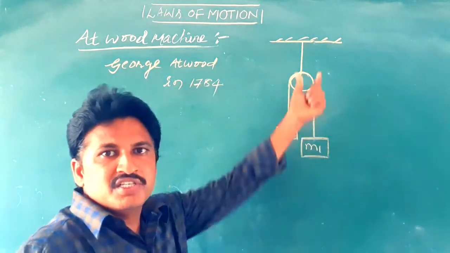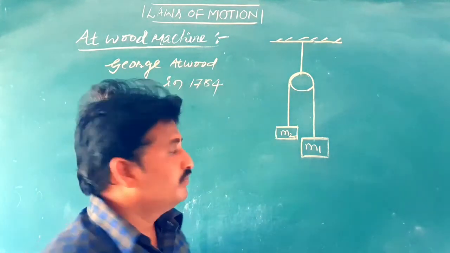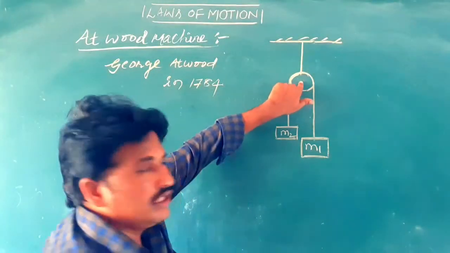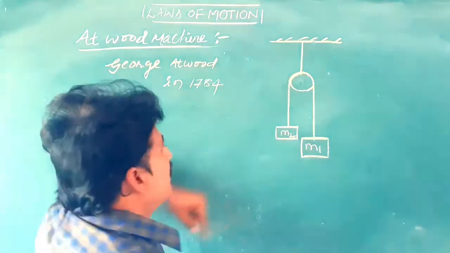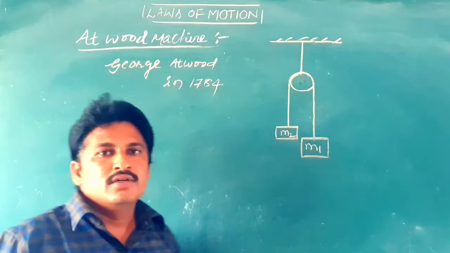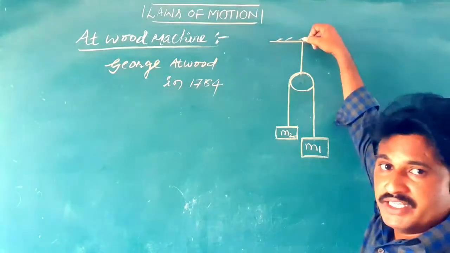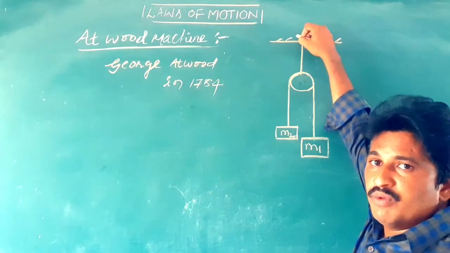Students, see here, this is the instrument simply. It is a laboratory apparatus. Here this is the pulley, and this pulley is massless, and this string which is connected to M1 and M2 is also massless. The pulley is frictionless. And also one more string is there which is connected with the help of the rigid support to the pulley.